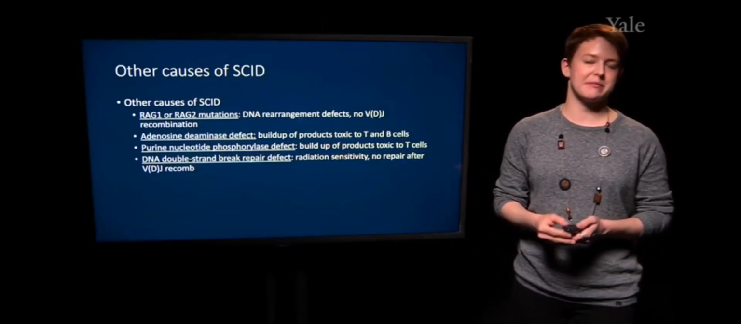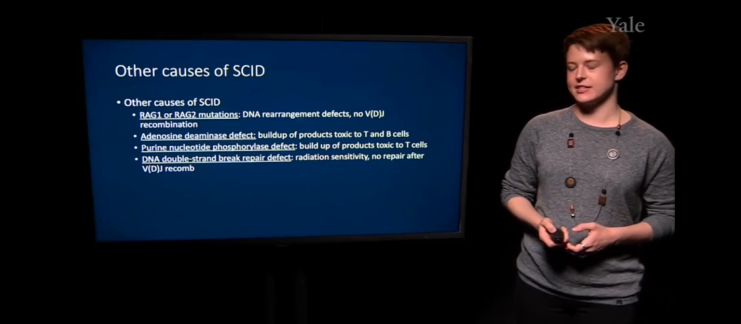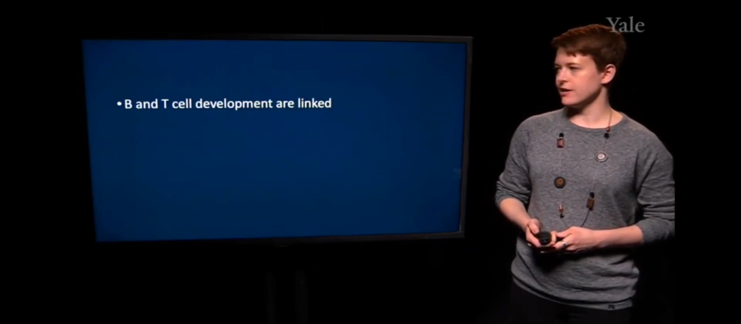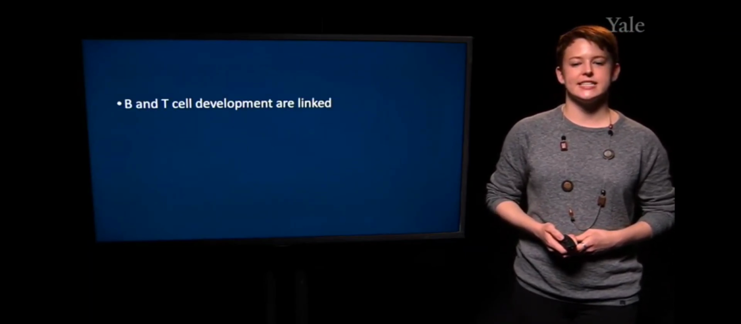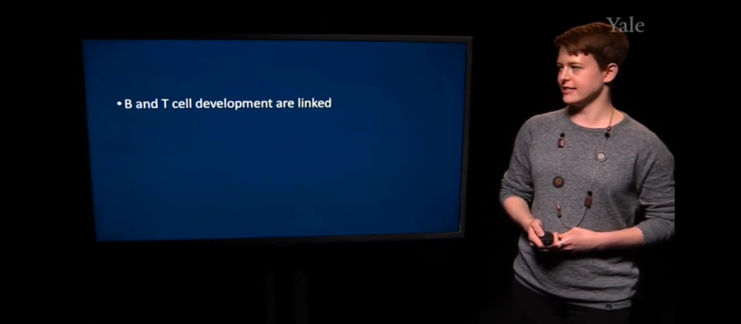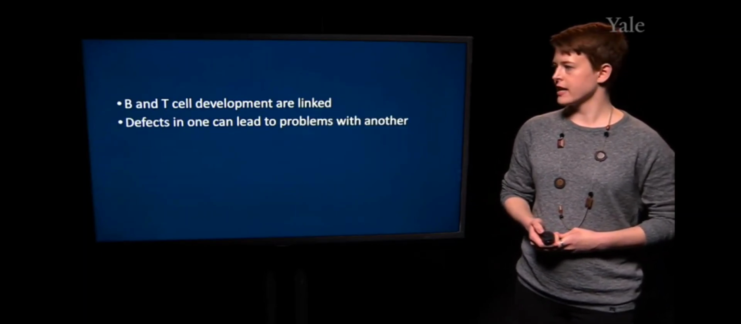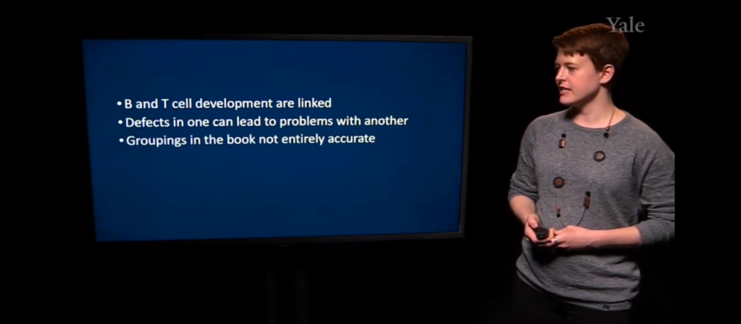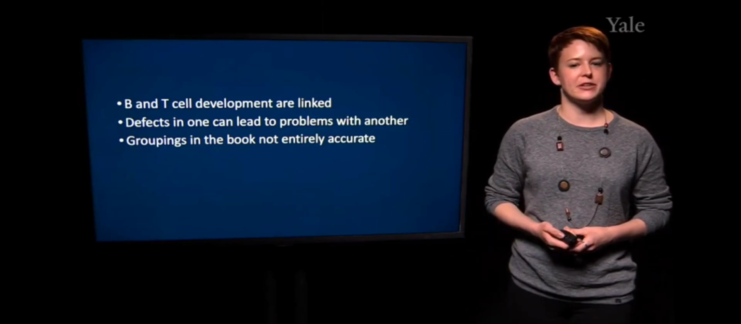Okay, so from this we can see that B and T cell development are very linked. There's a lot of crossover, and defects in one can lead to defects in another. So the groupings, as I said before in the book, are not entirely accurate, but they give us a general idea of a way to categorize these diseases.